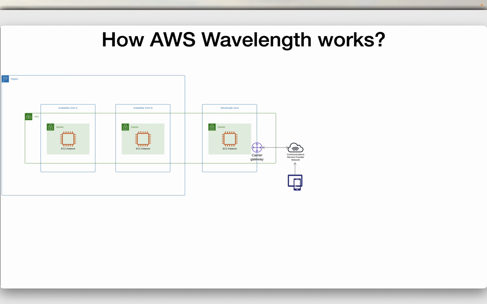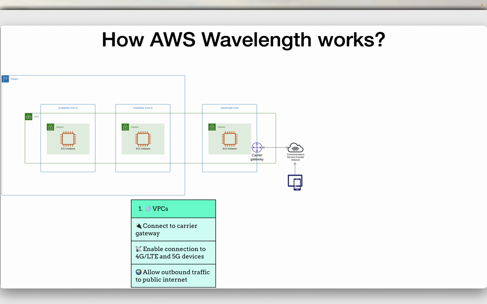So how does AWS Wavelength work? You have VPCs, which are your outer boundary inside a region. VPCs that contain a subnet in a Wavelength zone can connect to a carrier gateway. A carrier gateway allows you to connect to the following resources, which are 4G LTE or 5G devices on the telecommunication carrier network, and outbound traffic to public internet resources.